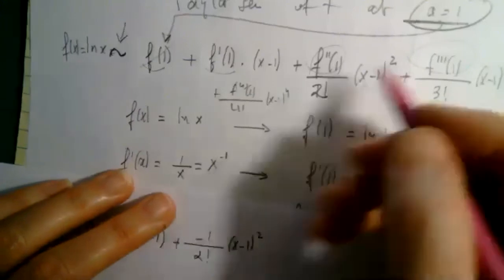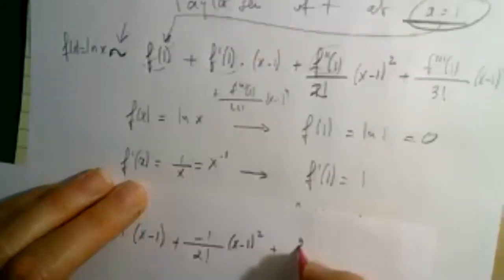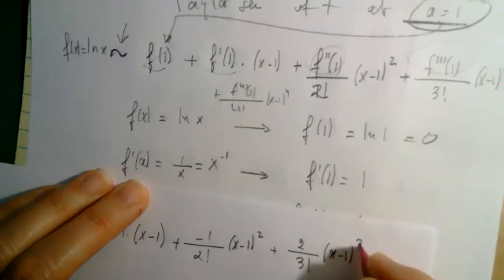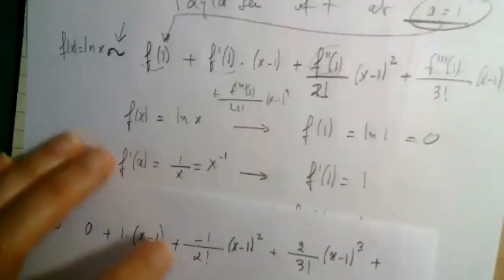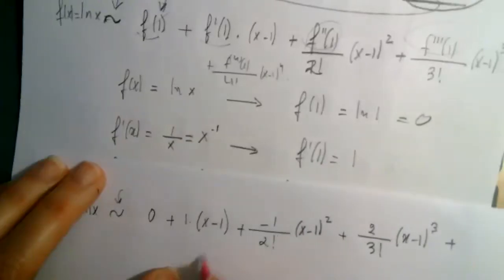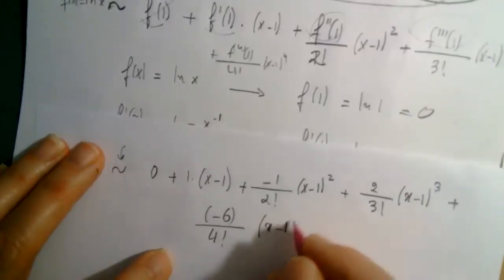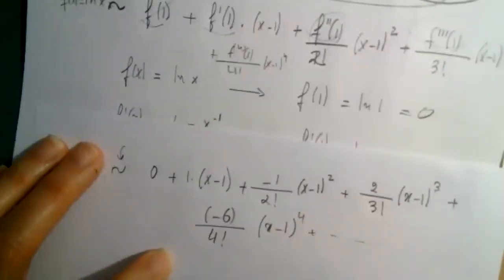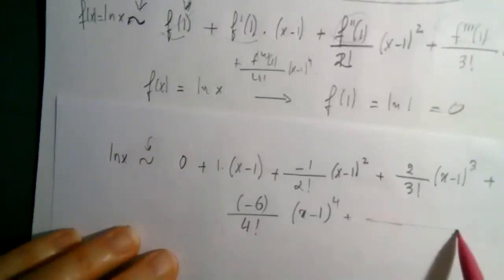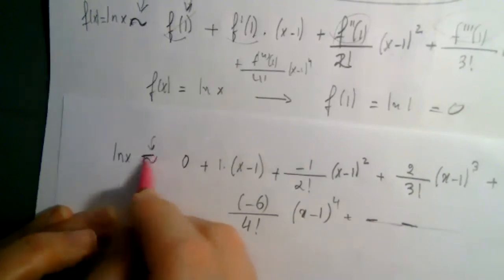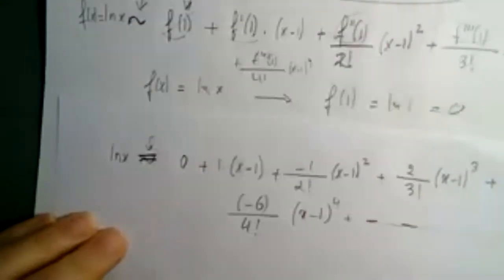So these are the terms. Now the third derivative was 2 over 3 factorial x minus 1 to the power 3, plus the fourth derivative was minus 6 over 4 factorial x minus 1 to the power 4. And the power series itself has more terms, but we're only interested in the first ones. So actually, I'm going to change it to an equal sign to make it easy for us.